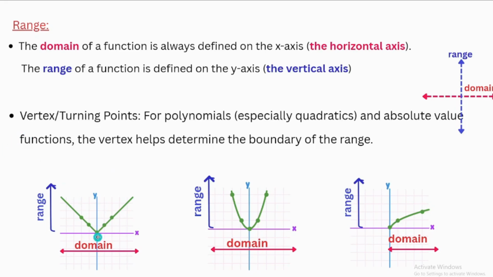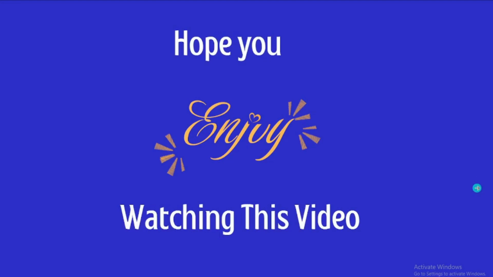For polynomials, especially quadratic and absolute value functions, the vertex helps determine the boundary of the range. We stop here at the vertex and say that the range starts from here to infinity. And if the vertex is a maximum value, we say that the range is minus infinity to the vertex as a maximum value.